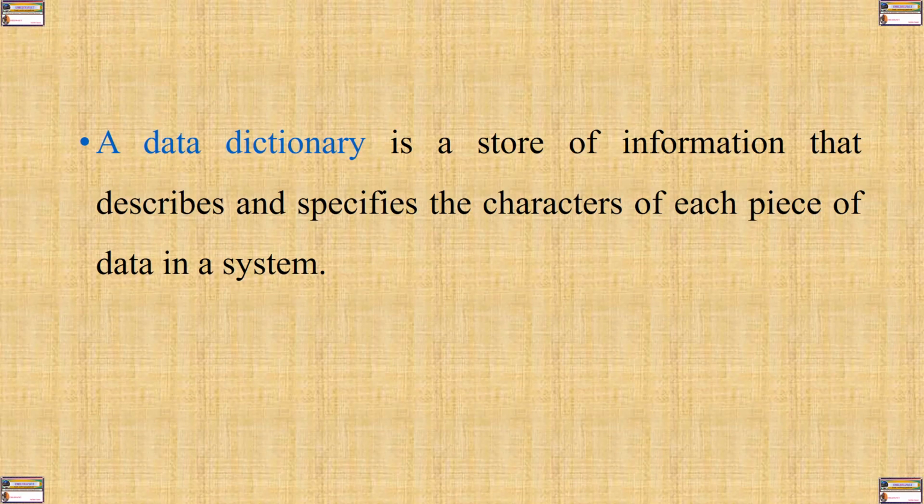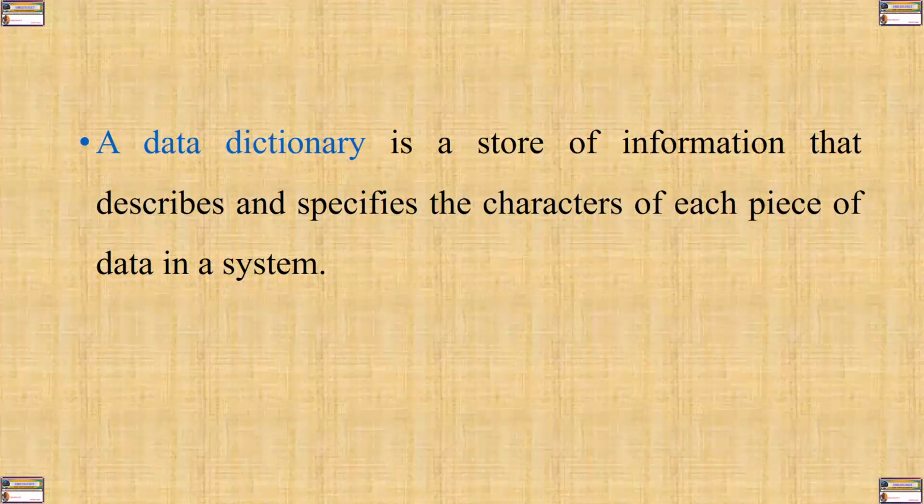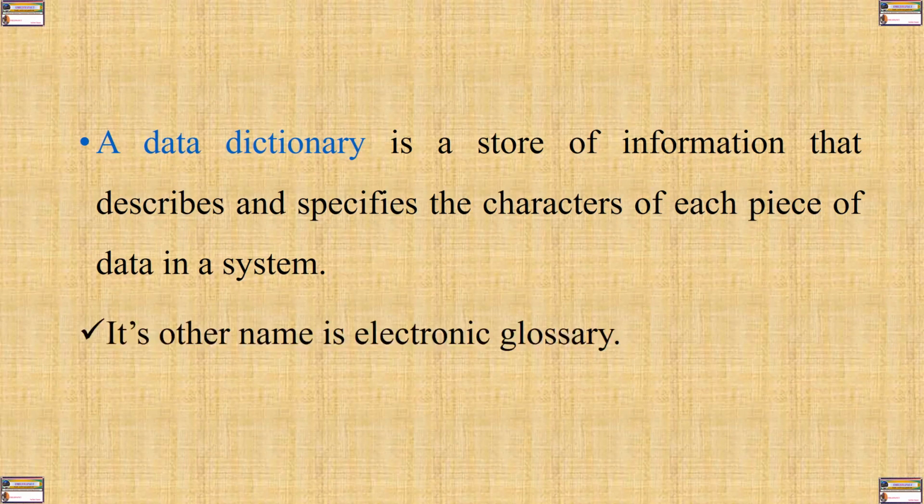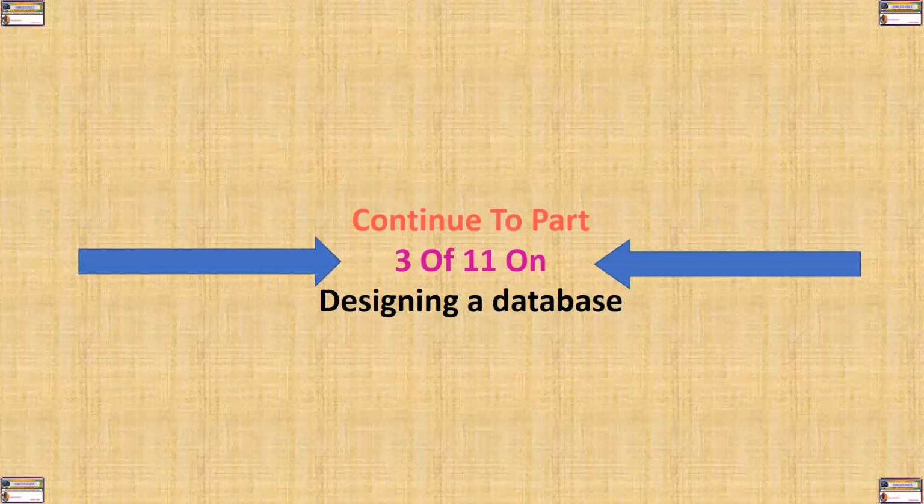Lastly, let's define a data dictionary. A data dictionary is a store of information that describes and specifies the characteristics of each piece of data in a system. Its other name is electronic glossary. And with that, we have come to the end of part 2 of the series. You can continue to part 3 of 11, in which I am going to discuss designing a database.